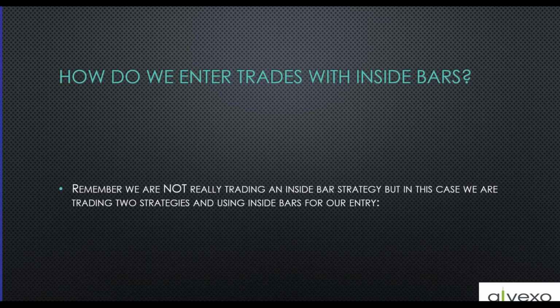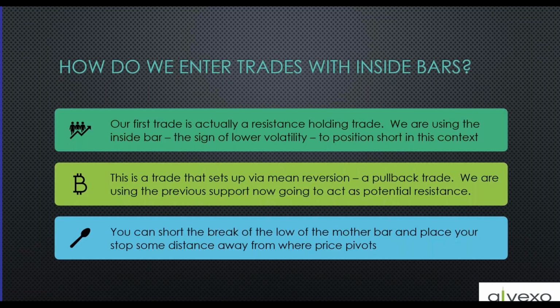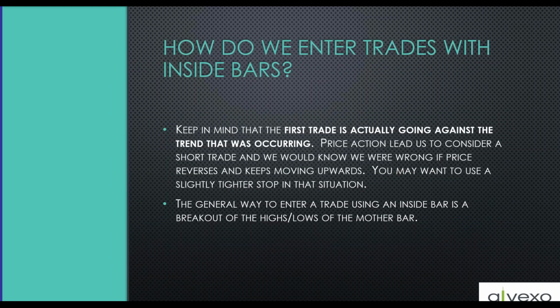Remember, we are not really trading an inside bar strategy, but in this case, we are trading two strategies and using inside bars for our entry. So our first trade is actually a resistance holding trade. We are using the inside bar, the sign of lower volatility, and the position short in this context. This is a trade that sets up via mean reversion, a pullback trade. We are using the previous support now acting as potential resistance. You can short the break at lower levels.